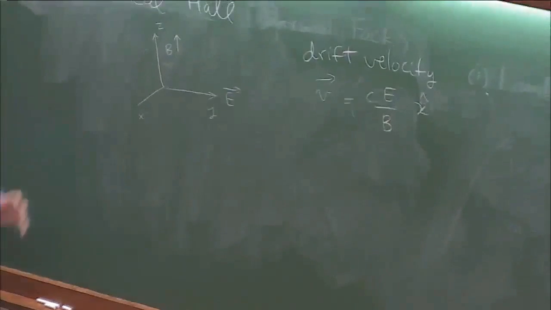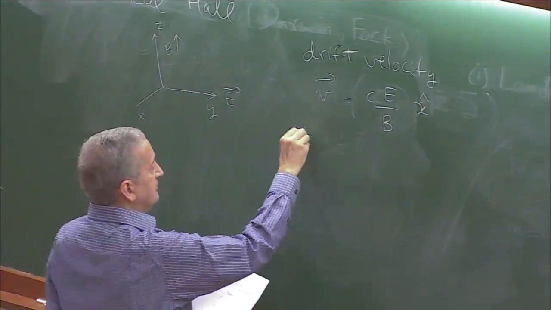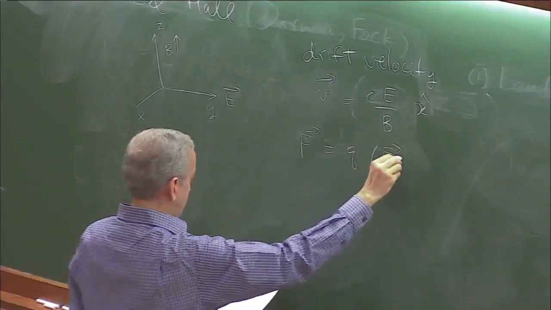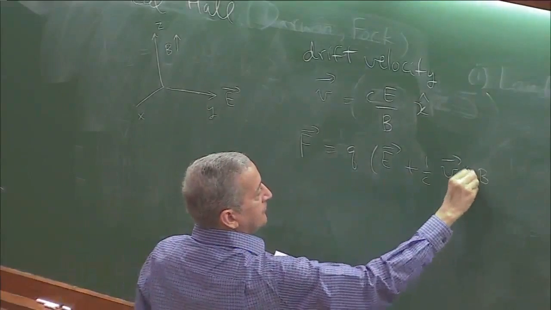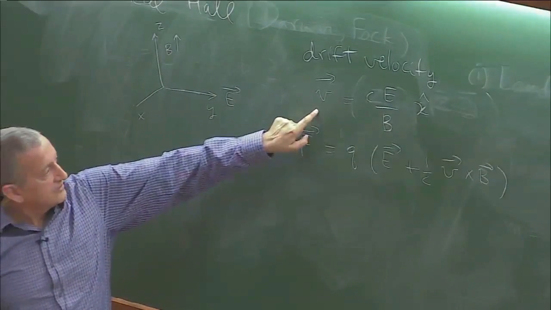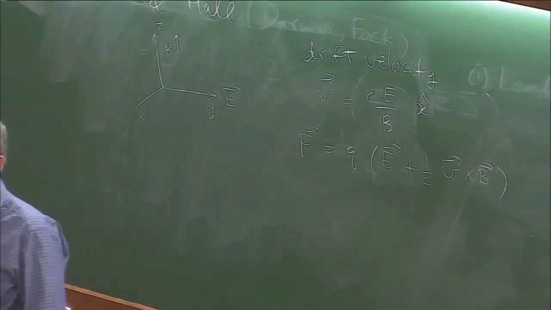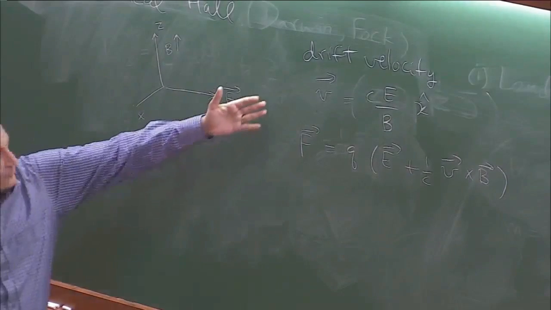So perhaps the simplest way to see that is to just look at the Lorentz force law. And if you look at a particle with this drift velocity, then these two terms cancel. So there is no force, and therefore the particle just continues to go in the x direction with this velocity.